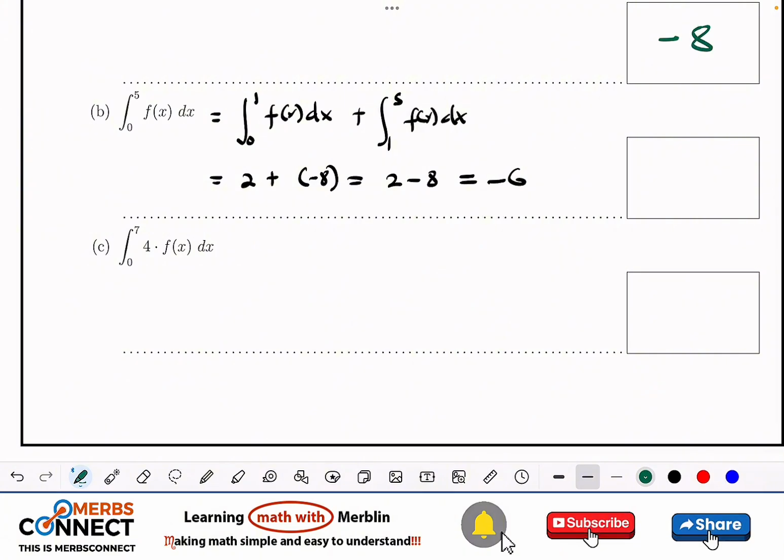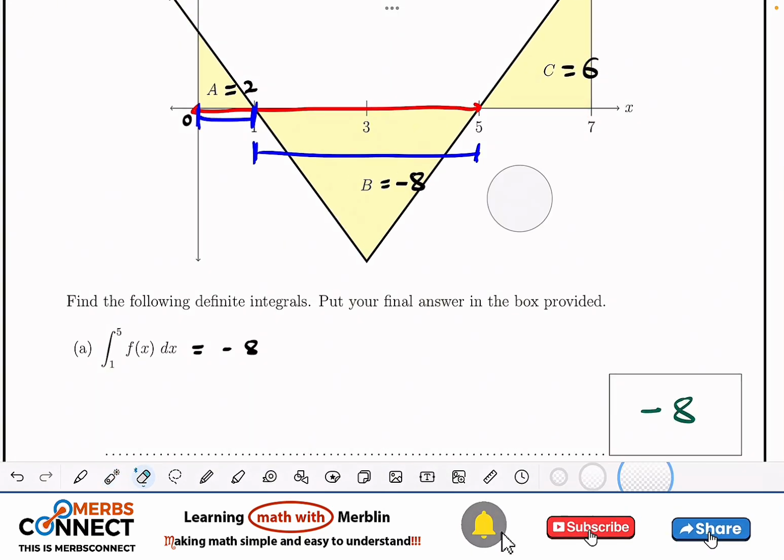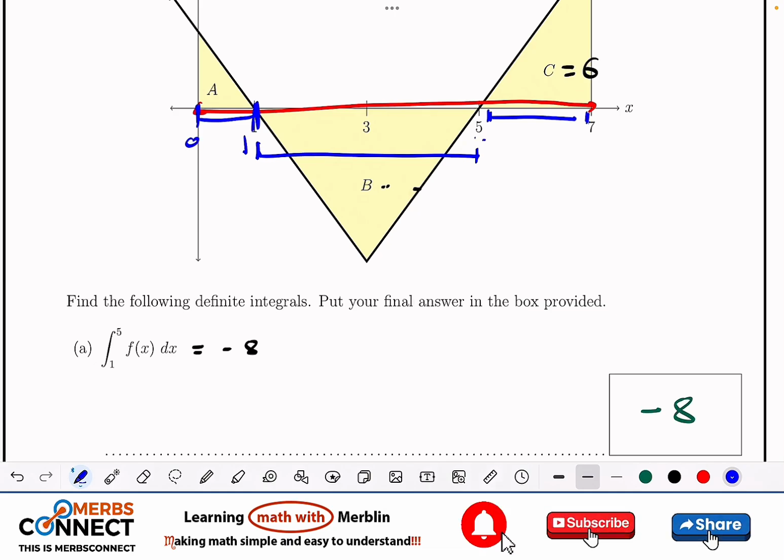So this is going to give us minus 6. And then the last one is we want to find the integration from 0 to 7. So we want to go up to this side. Now we want to look at the integration from 0 to 7. We can divide this into 3 parts. We can move from here to here, and from here to here. So from 0 to 1, from 1 to 5, 5 to 7.